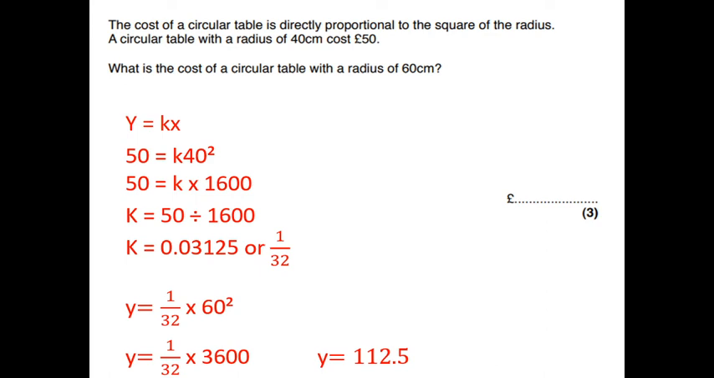Really important with this question that you are not writing 112.5 as your answer. It is money. You need to have 2 decimal places. Therefore your answer becomes £112.50. Hope you got that right. If not, have a look back through, check your working out, see where you've made your mistake.